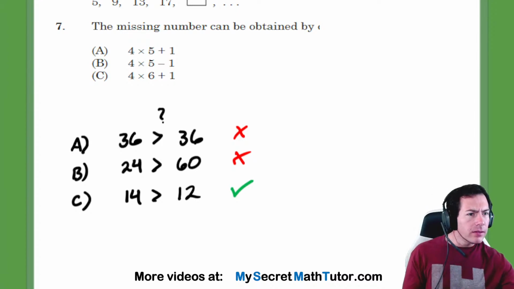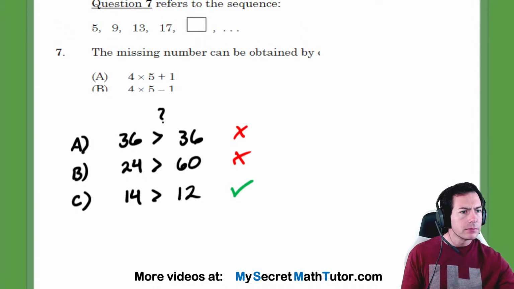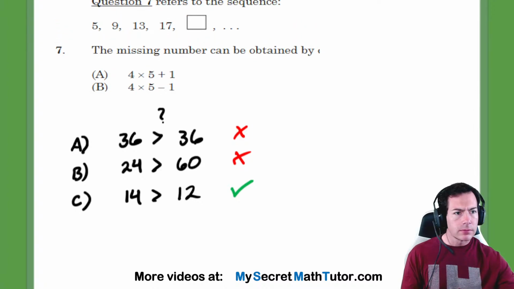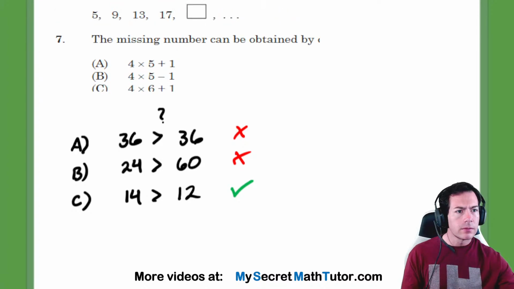Let's see if I can get this one on the screen. Boy, it's just a little bit off. Maybe I can open it up just a bit. That'll work.